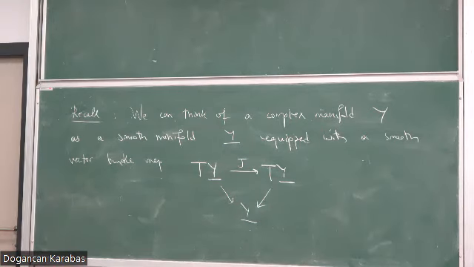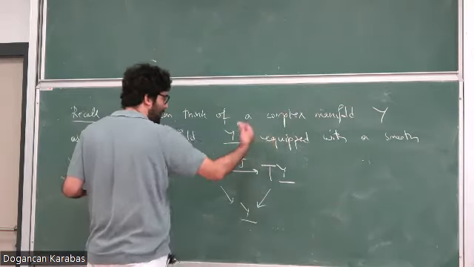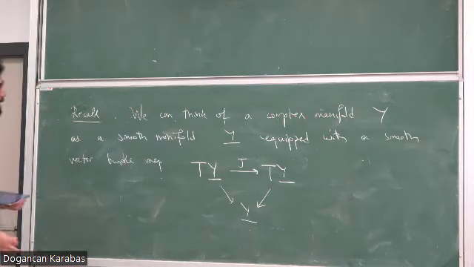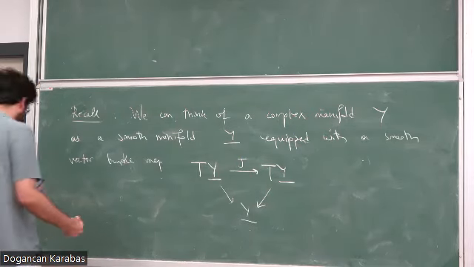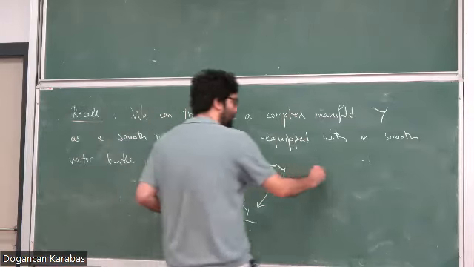Okay, there's this vector bundle map J. That's kind of the trace. That's going to be how the fact that this Y underline comes from this complex manifold Y is encoded. And this satisfies some properties.